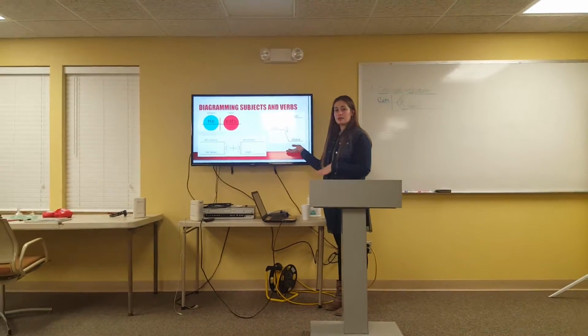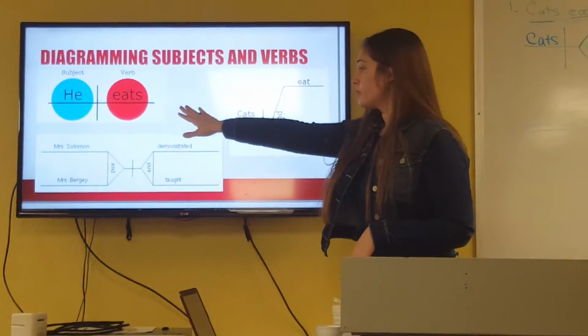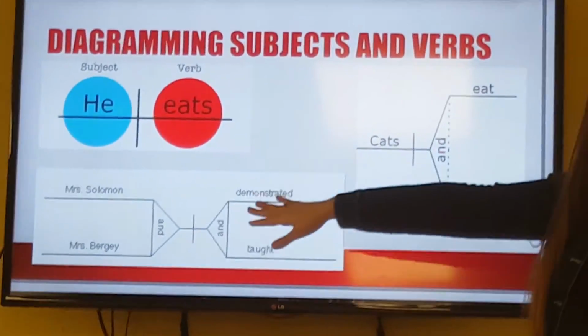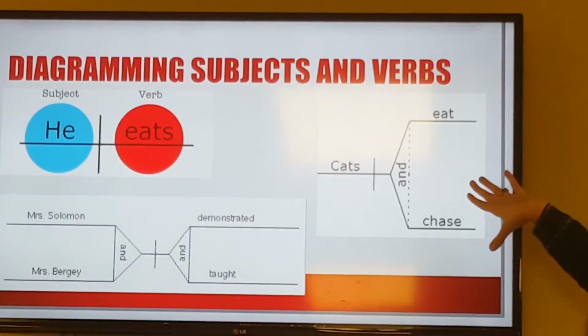So here I have some basic diagrams for simple sentences. You have one subject and one verb. This is an example of a compound subject and a compound verb, and this has one subject and a compound verb.